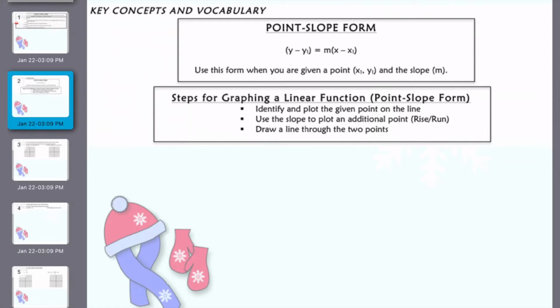Okay, so you want to find the slope, and then you can use your other point to write this out. When it comes to steps for graphing a linear function in point-slope form, you want to identify and plot the given point, and then use that slope to plot an additional point. You can use your rise over run, and then you'll want to draw a line through those 2 points. So let's do a couple of practice problems and get the feel for what we need to do.